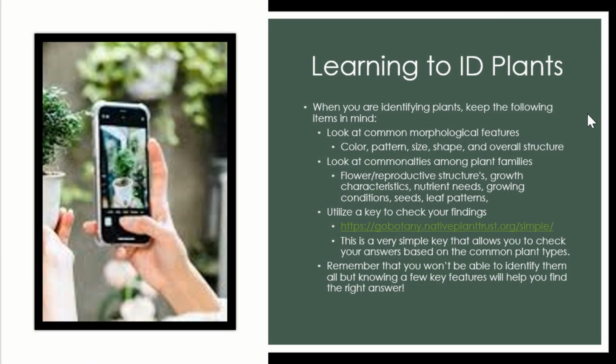When learning about how to identify plants, it's essential to keep the following things in mind. Look at the common morphological features. This includes color, pattern, size, shape, and overall plant structure. Look at the commonalities among plant families. This includes flower and reproductive structures, growth characteristics, nutrient needs, growing conditions, seeds, and leaf patterns.